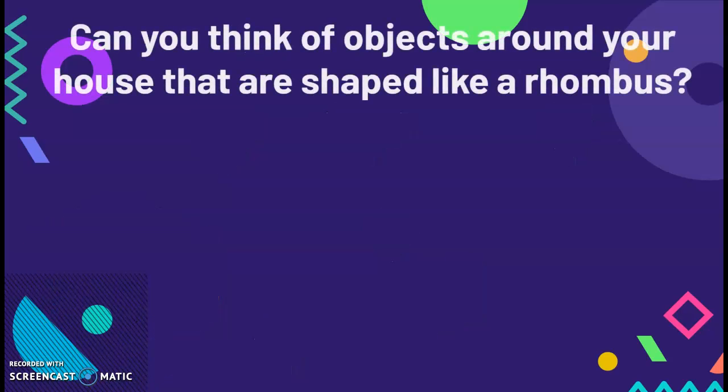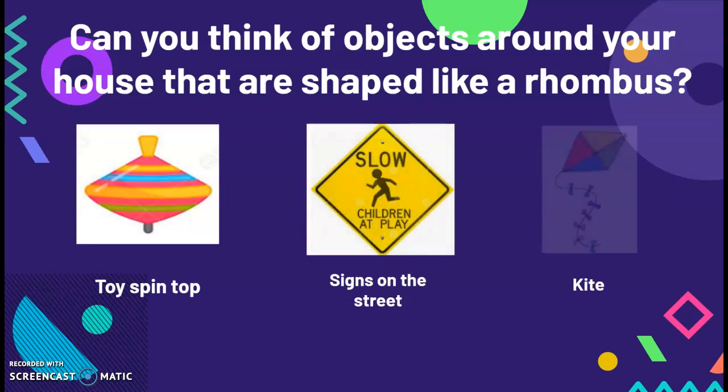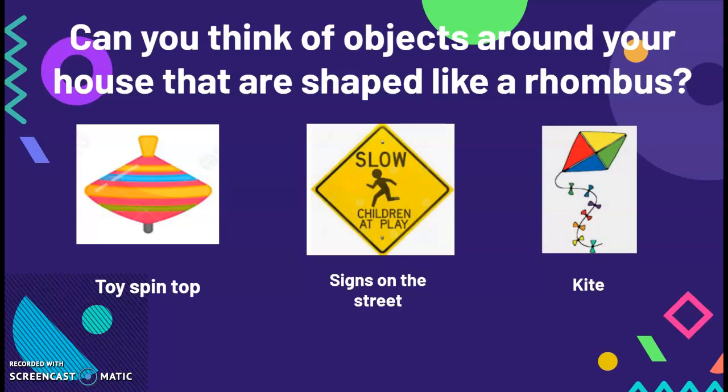Can you think of objects around your house that are shaped like a rhombus? I will show you the ones I found. A toy spin top is shaped like a rhombus. Sometimes signs on the street are shaped like a rhombus, and one that you will probably be most familiar with, my friends, is a kite. Look at the kite. So next time you're outside and you're flying a kite and it's a beautiful day, you could say, "Hey, Mom or Dad," or whoever you are with, that kite is in the shape of a rhombus.